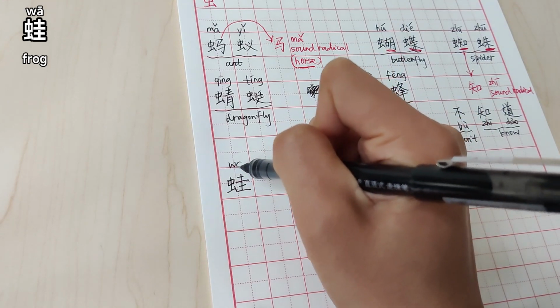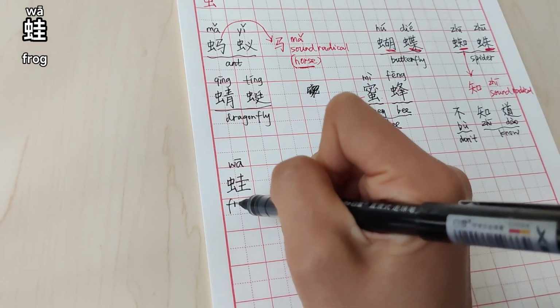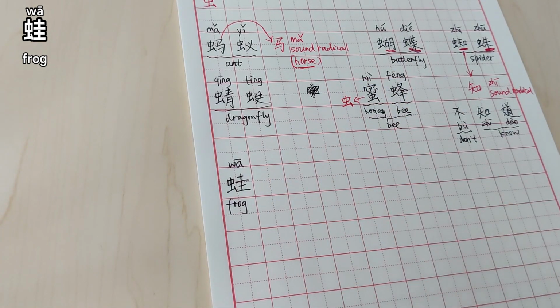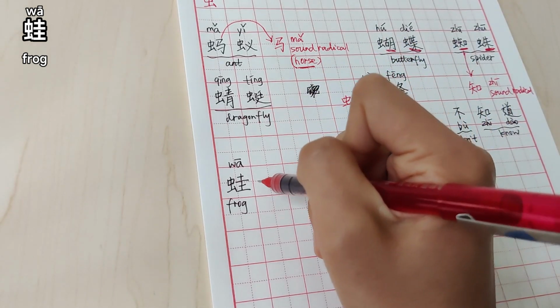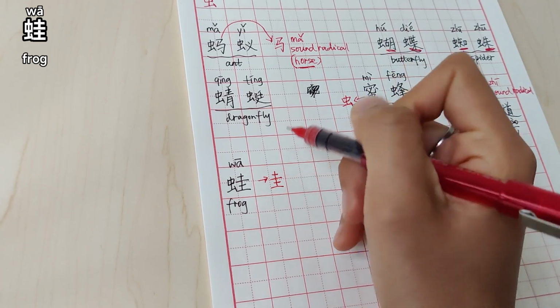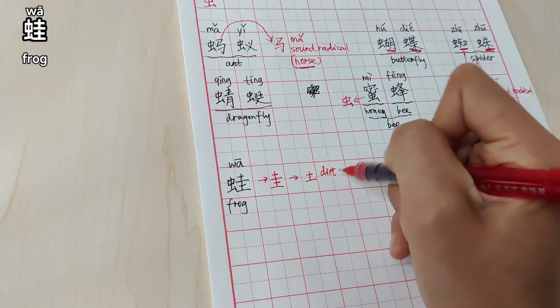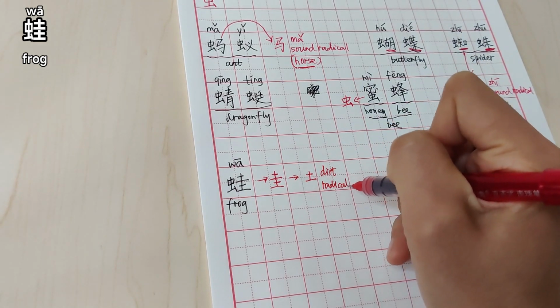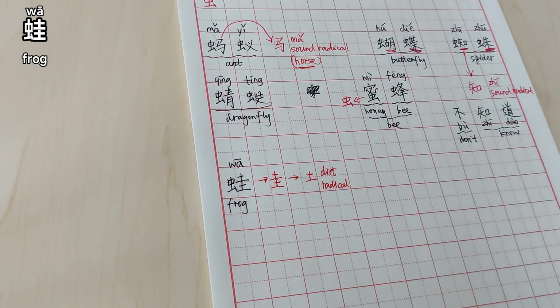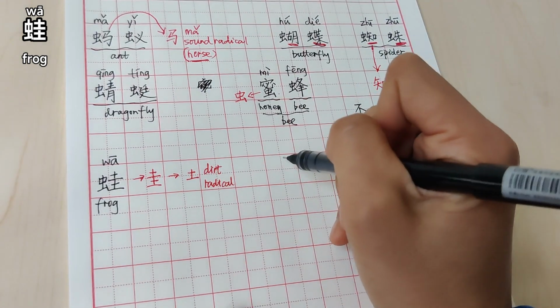蛙 is the frog. And you might notice on the right part, we have two dirt radicals together. This is the dirt radical. And we just talked about the dirt radical in the last video, and I'll drop the link down below in the description box. And to say the frog in general, we would say 青蛙.